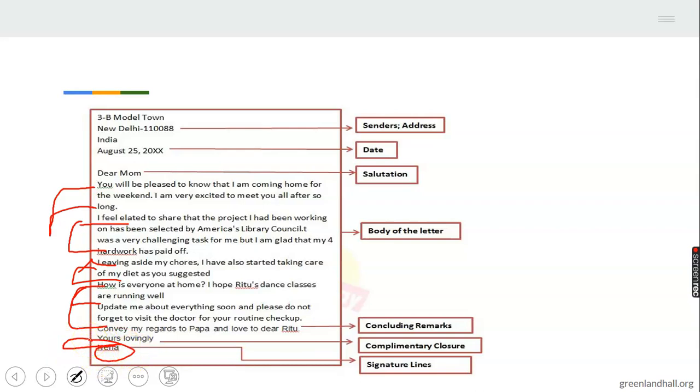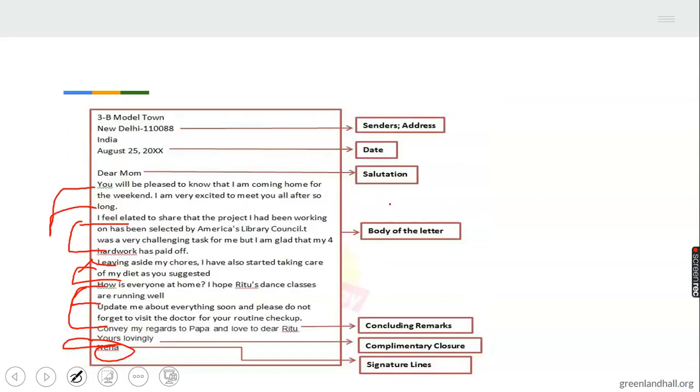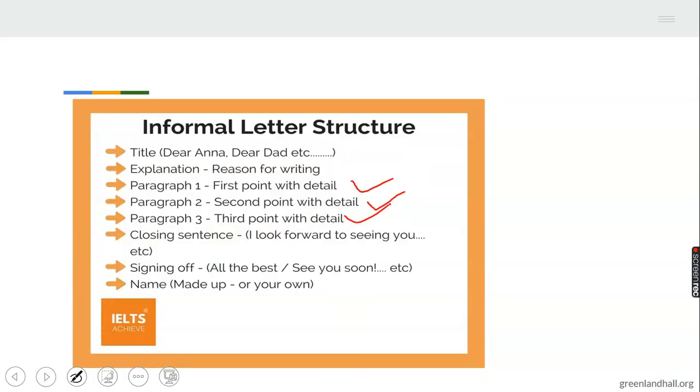You see, these are all parts of the informal letter. You were shown all the structure in the previous lesson. So you have paragraph 1, your first point with detail. Paragraph 2, your second point with detail. Paragraph 3, your third point with detail. Then the closing sentence, and then the signing off. The sign off is the closing, the complimentary closure that we talked about here. Okay, then you have your name.